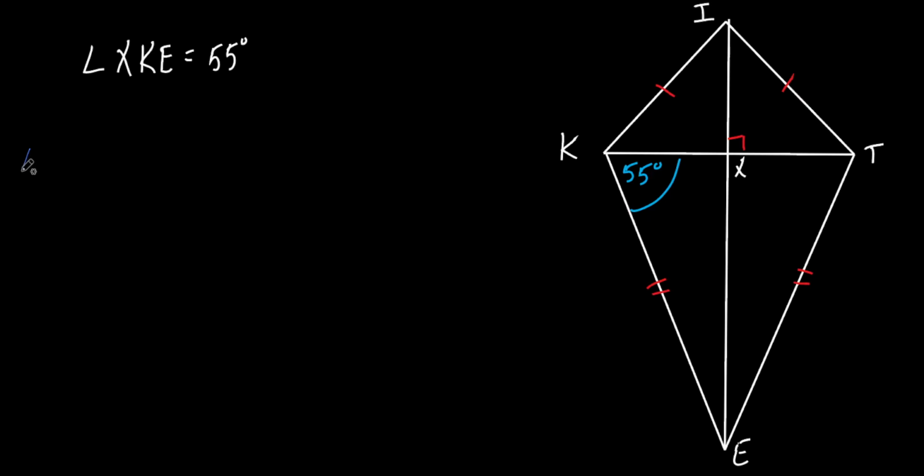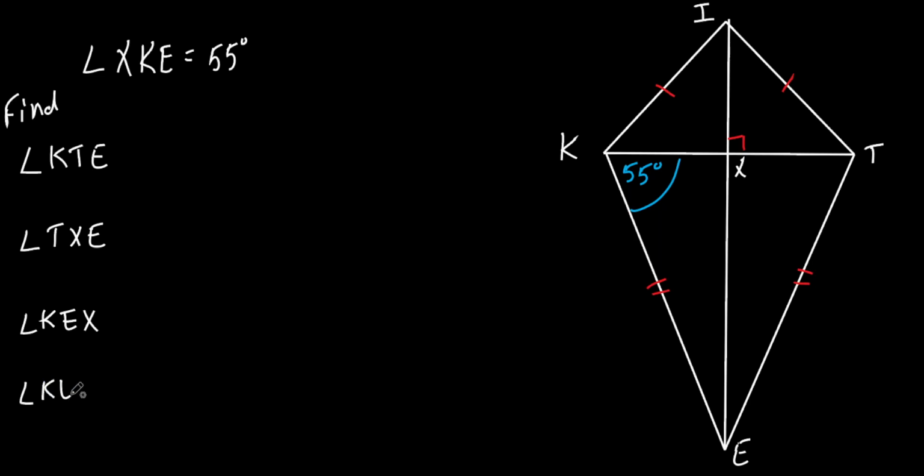They ask you a bunch of things. They ask you to find angle KTE, angle TXE, angle KEX, angle KET, and one more, angle KIE. All right, they ask you to find all 5 of these things right here. So where do we start?